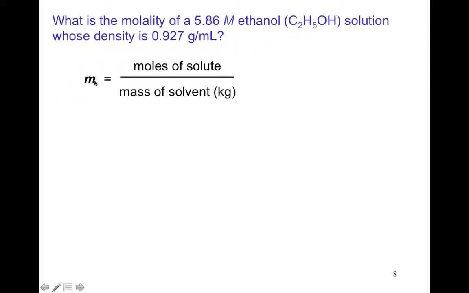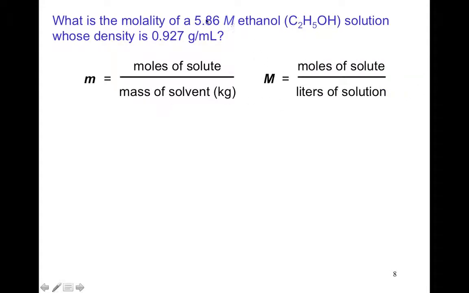So here's how we're going to figure this out. This is our goal: moles of our solute divided by mass of our solvent. And we already have molarity, which means we've got 5.86 moles of ethanol in 1 liter of solution. So we're going to start with an assumption. It makes it a little tricky when you start with assumptions, but we're going to assume there's 1 liter of solution. And for pretty much all problems in your book, start there too. Let's say we have a liter, because we have to start somewhere.